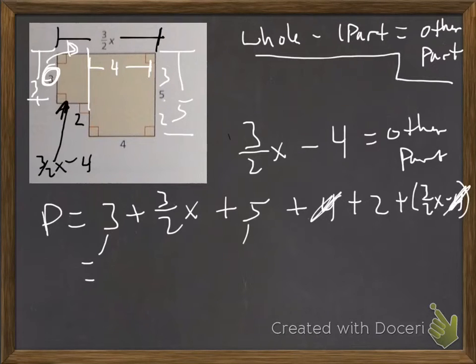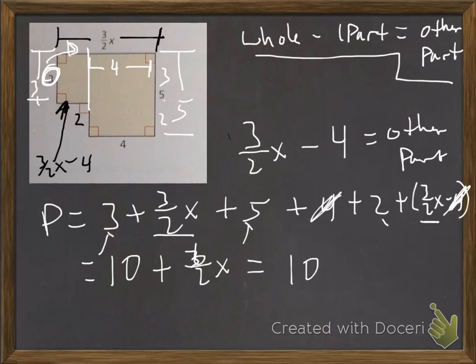which is true. So my constant terms are the 3, the 5, and the 2. So 3 plus 5 is 8, plus 2 is 10. So I have a 10. And then as far as the variable terms, I have 3/2 x, and then another 3/2 x. So that's 6/2 x, or I could just write it as 3x. So I'll go ahead and write it twice. So 6/2 x, and then I can simplify that down further to be 10 plus 3x. So this expression is equal to the perimeter of this shape.